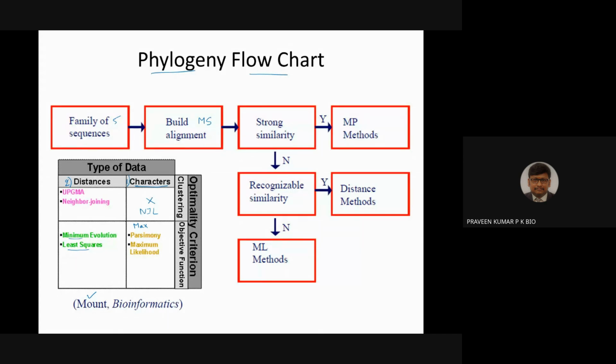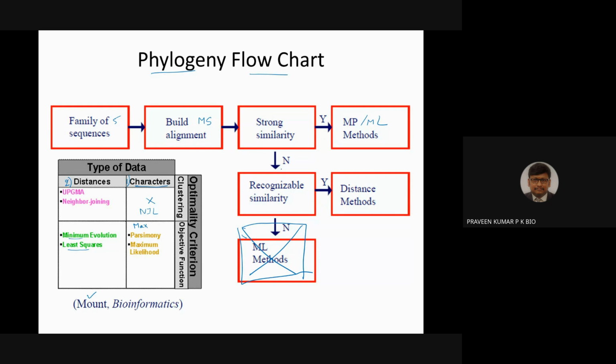First, we have to construct an MSA, and after that, based on the similarities, how can we identify the similarities? The similarities are based on the number of matches. If you have a larger number of matches, more than 95% or so, we can step on to the character-based methods like maximum parsimony or maximum likelihood. So either use maximum parsimony or maximum likelihood methods.